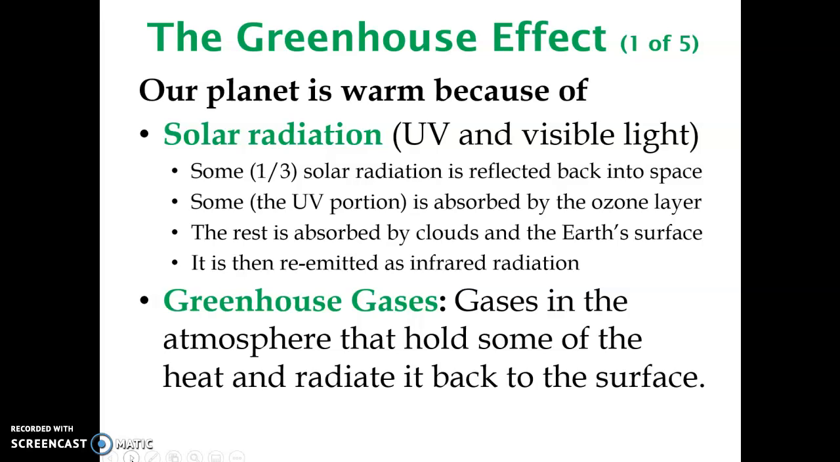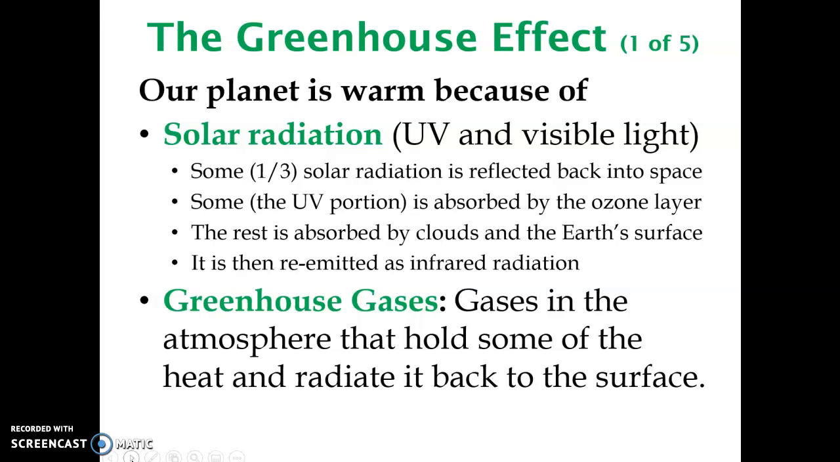About 1/3 of the solar radiation that reaches Earth is reflected back out into space. So cloud cover, ice, snow, etc. would reflect some of that energy back into space. A portion, called the ultraviolet or UV portion, is absorbed by the ozone layer. Remember, the ozone layer is at the very bottom of the stratosphere, just above the troposphere. The troposphere is from 0 to 10 miles above Earth, and it's where the vast majority of gases are and where most of our weather occurs.